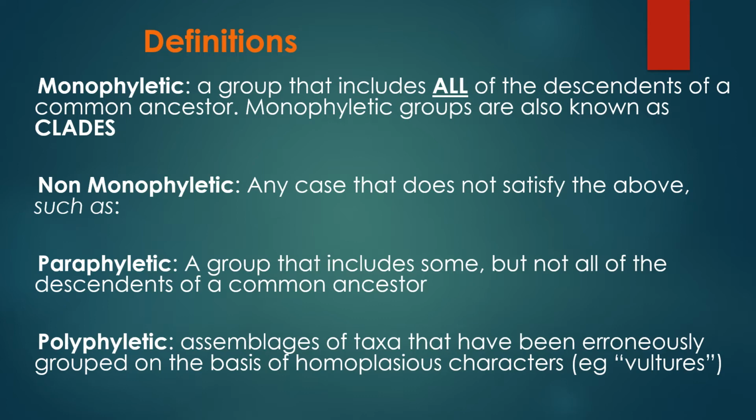You have monophyletic, which is a group that includes all of the descendants of a common ancestor. Monophyletic groups are also known as clades, right? You can also think about this like a family tree. It's the entire family tree of a particular species. We have non-monophyletic, which is any case that does not satisfy the above, such as a paraphyletic or a polyphyletic group. In a paraphyletic group, you have a group that includes some but not all of the descendants of a common ancestor.